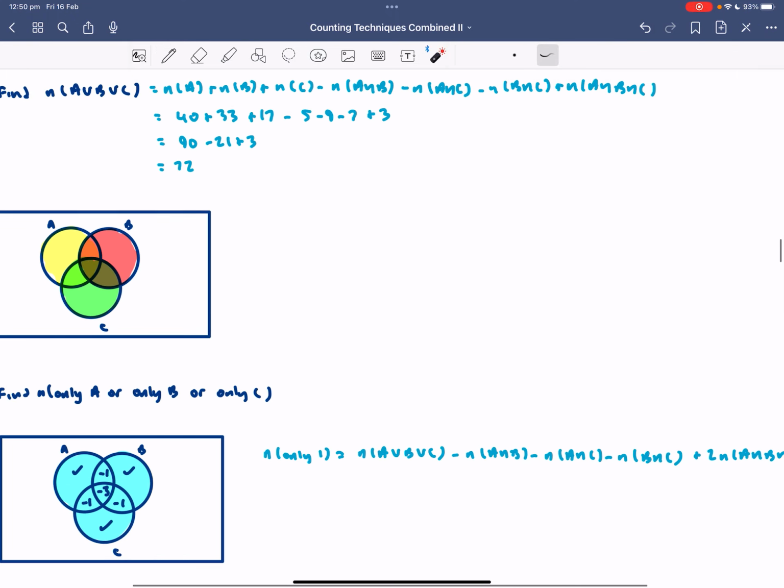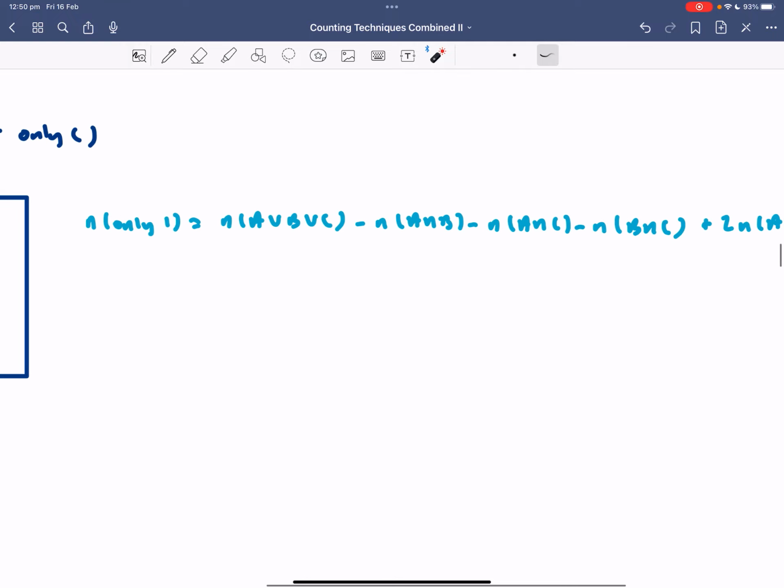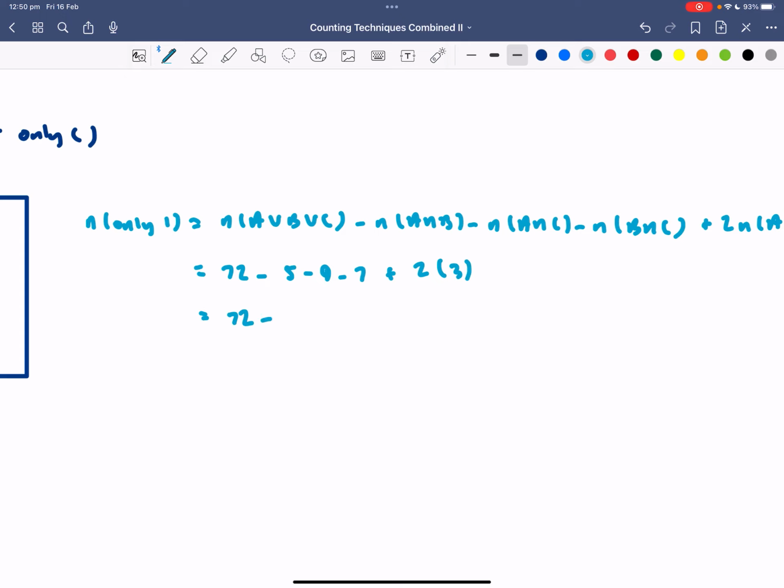So we already know that 72 did all of them, so this would just be 72, except we now have to minus away all the double intersects like before. So take 5, take 9, take 7, and now we need to add 2 triple intersects, so 2 lots of 3. 5 take 9, so 72 take 21 again, but this time add 6. So that's basically 78 take 21, and the answer is 57 did only one. Okay, 57 did only one of them.